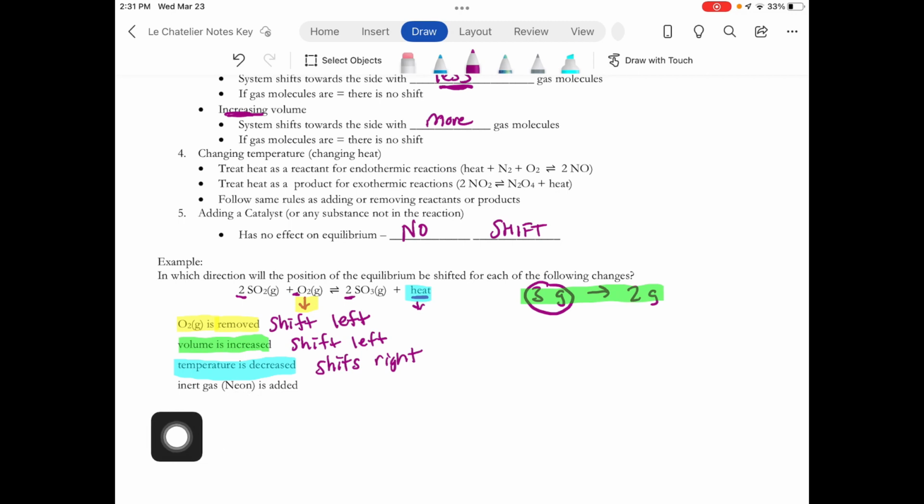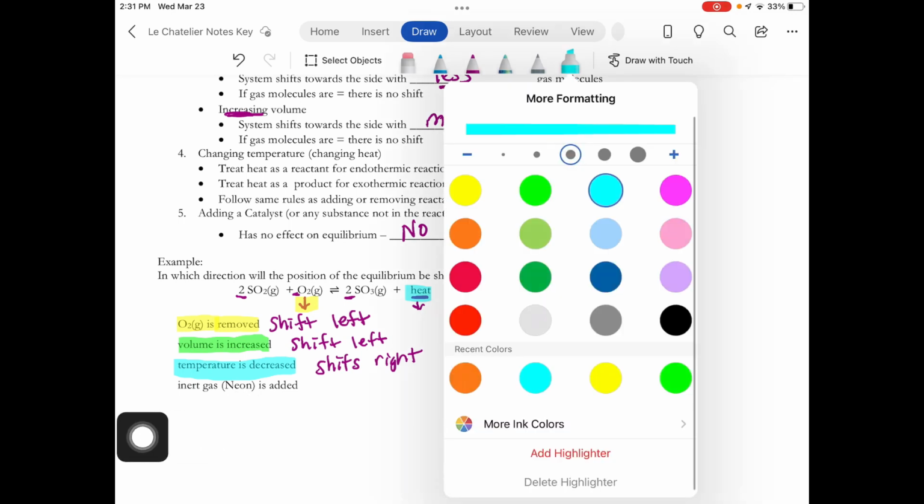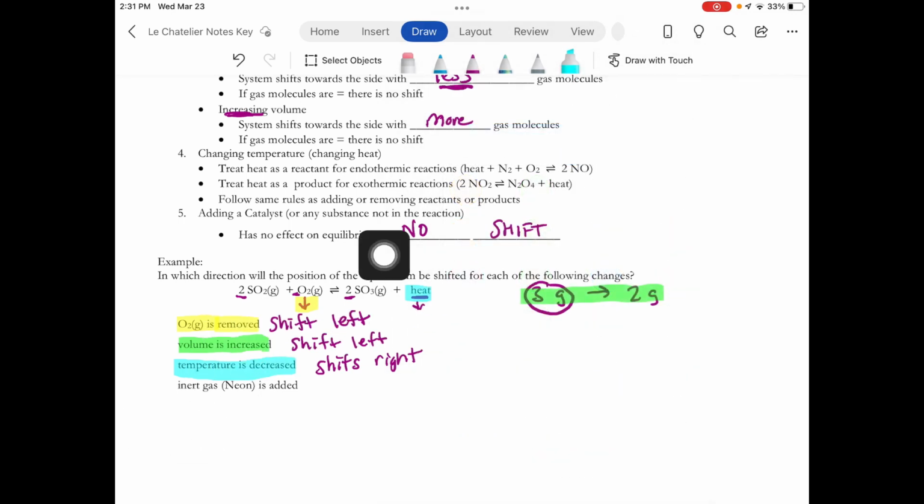An inert gas, neon, is added. An inert gas, neon, is not in this reaction, so that's any substance not in the reaction. This will have no effect, so we're going to write no shift.